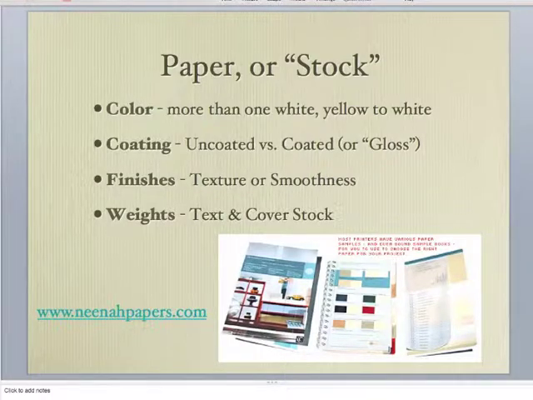So the weight, the finish, the color, and the coating are all things you want to consider when you're choosing your papers. And this website, ninapapers.com, is a professional paper company site, and they have a lot of information on it for checking out different types of papers.